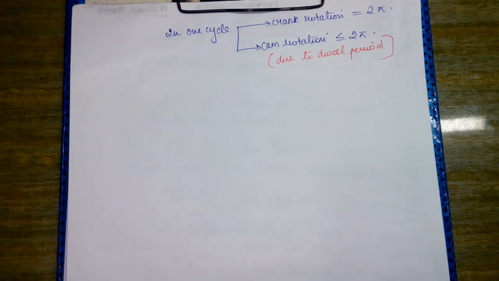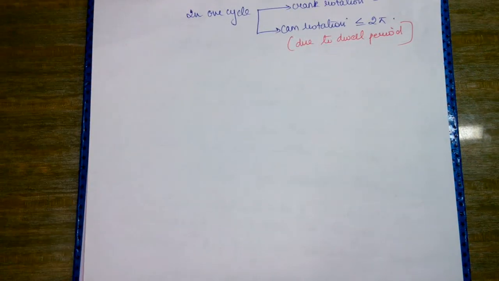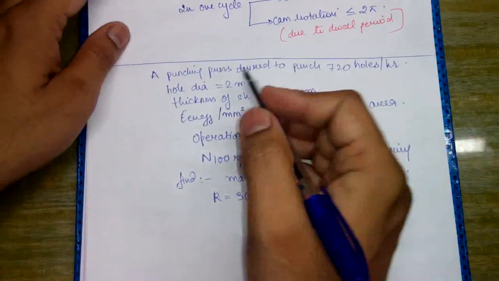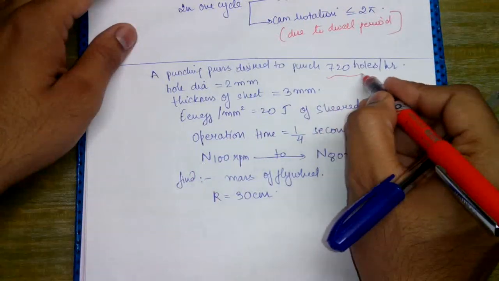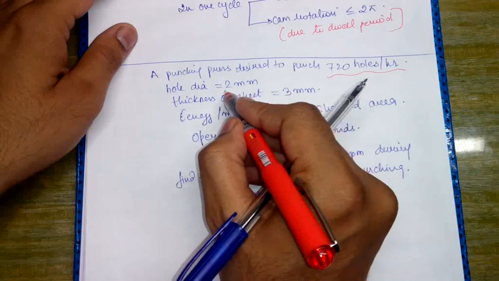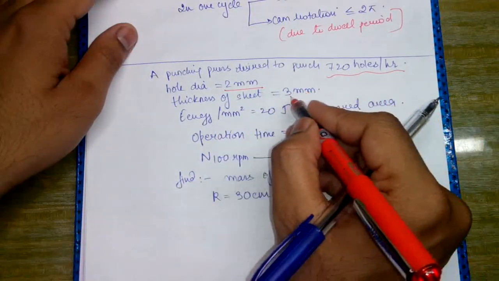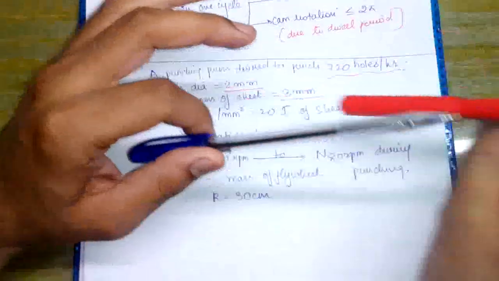Now I will solve one very important problem, and you have to look at that problem because it is very important for us and many of our concepts will become clear. So I will write down the data. We have been given that a punching press is desired to punch 720 holes per hour, such that the diameter of the hole is 2 mm and the thickness of the sheet is 3 mm.